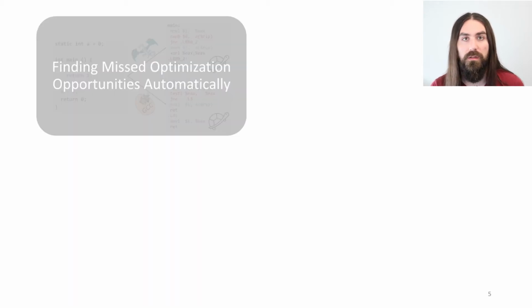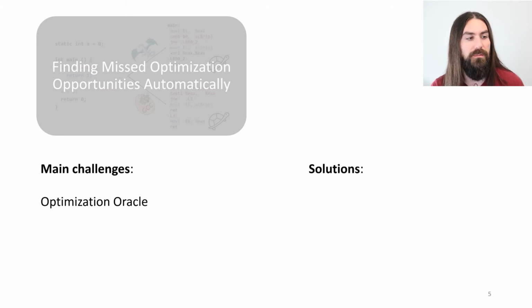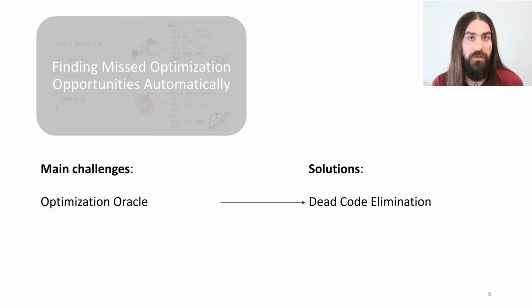And to do this, we needed to solve three challenges. First of all, we needed an optimization oracle, a way to gauge whether optimizations have been successfully applied. Now, the problem is that there are a plethora of different optimizations in compilers, and therefore we need something generic that can capture a large variety of them. To that end, we use dead code elimination, which in itself is such an optimization.